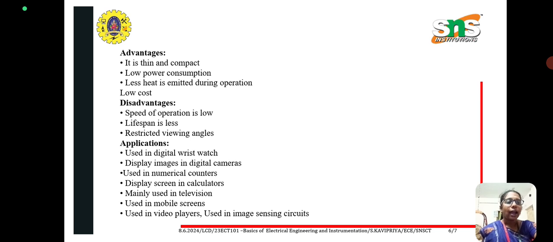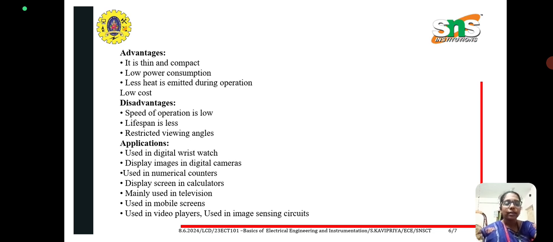And next is the advantages of a liquid crystal display. The first thing is that, as we all know, liquid crystal has a thin display and size wise it is very compact. So it is very thin and compact. Second one is that it consumes very low power when compared to LED. Third one is that only less heat is emitted during the operation. And fourth one is that cost wise it is very low, it is more affordable.